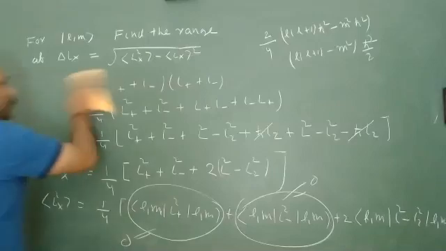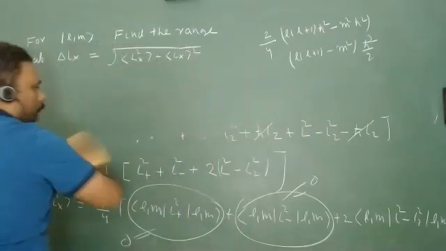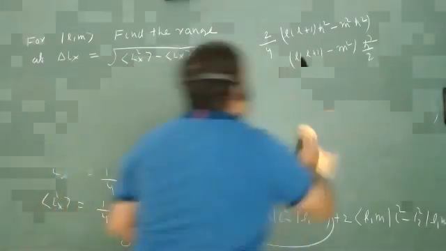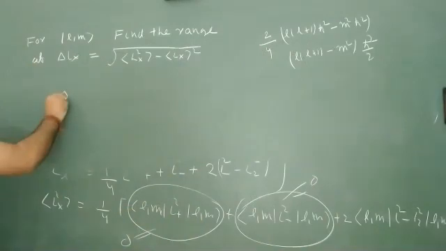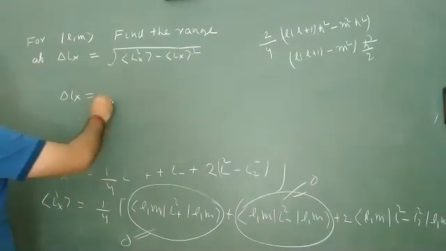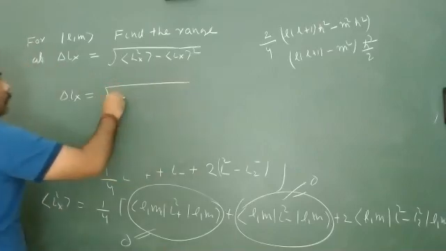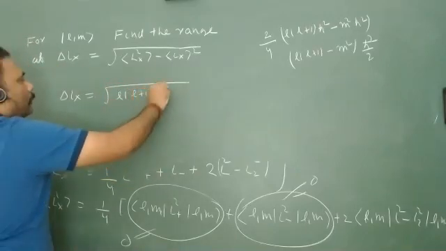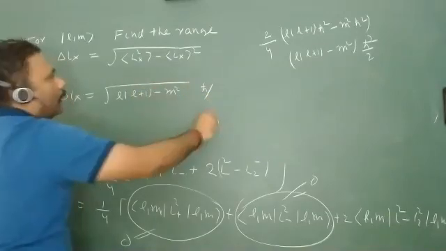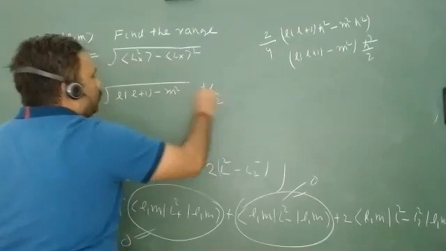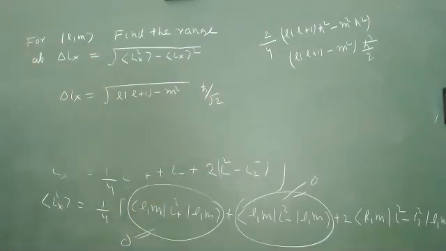Okay. So what will happen? This delta Lx is equal to, you can just figure it out, the square root of L into L plus 1 minus M square, H cut by root 2, isn't it? Now, L is fixed, but M is going to change. So what will be the minimum value of delta Lx? For the minimum value of delta Lx, M square must be maximum. What will be the maximum value of M square?